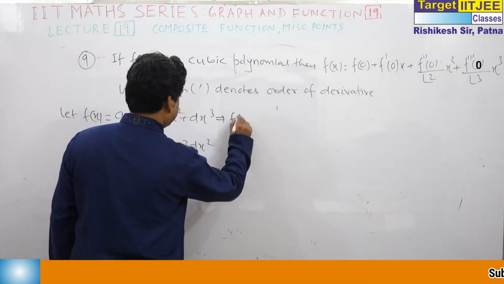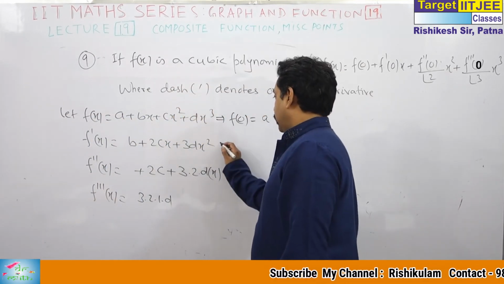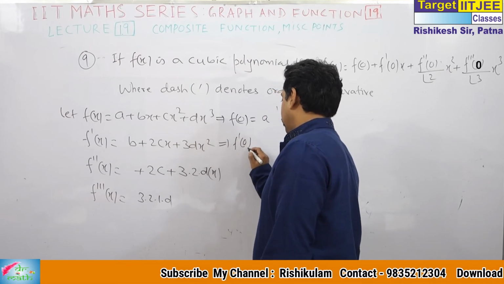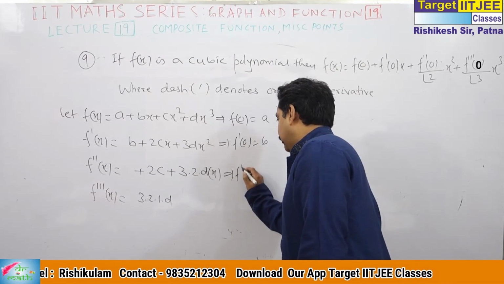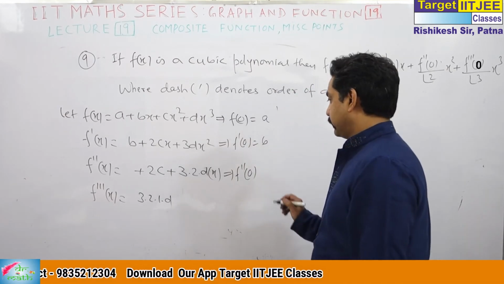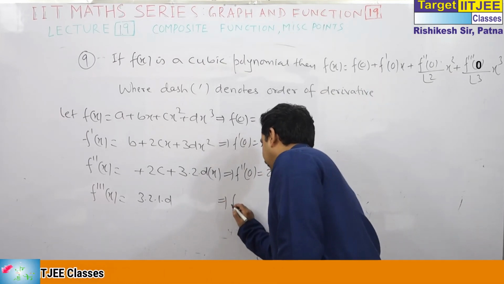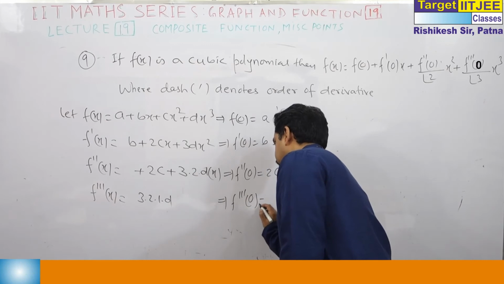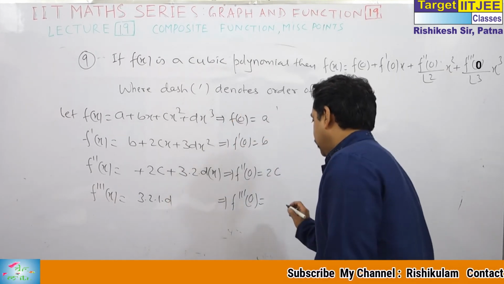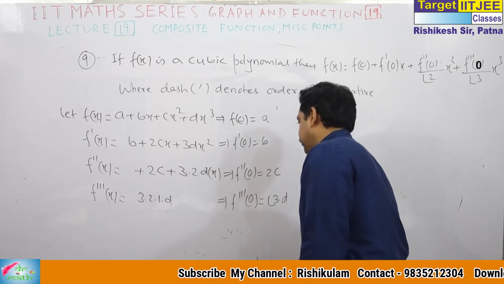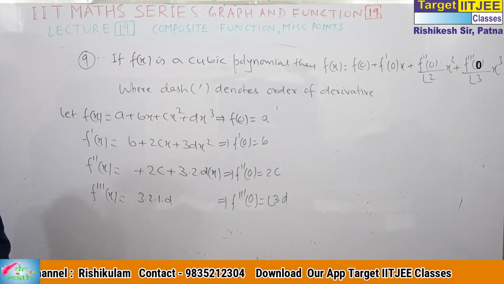What is f0? From here, f0 is a. Here, what is f dash 0? F dash 0 is b. Now here, what is f double dash 0? This you can take as 2c, and from here, what is f triple dash 0? This we can see as 3 into 2 into 1. Let me write it as 3 factorial d. Therefore, I haven't written 6. Actually, this is 3 factorial.